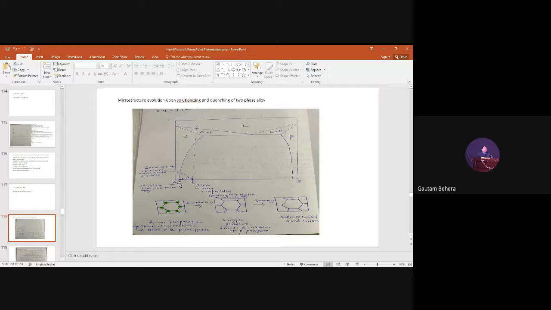Look at these points. I'm talking about this point. Suppose this is the room temperature. You understand, this is the temperature axis, this is the composition axis. And this is the room temperature, for example. So at room temperature, this is the maximum solubility in the alpha phase. Right? The solubility limit at room temperature is written over here. And suppose I am taking an alloy of this composition. Listen carefully. I am taking an alloy of this much composition. I'm drawing a projection here.